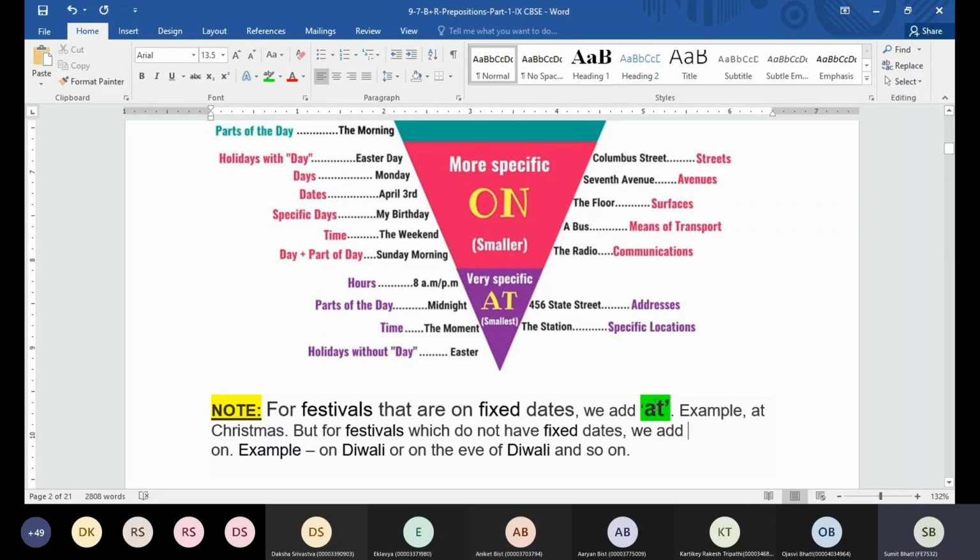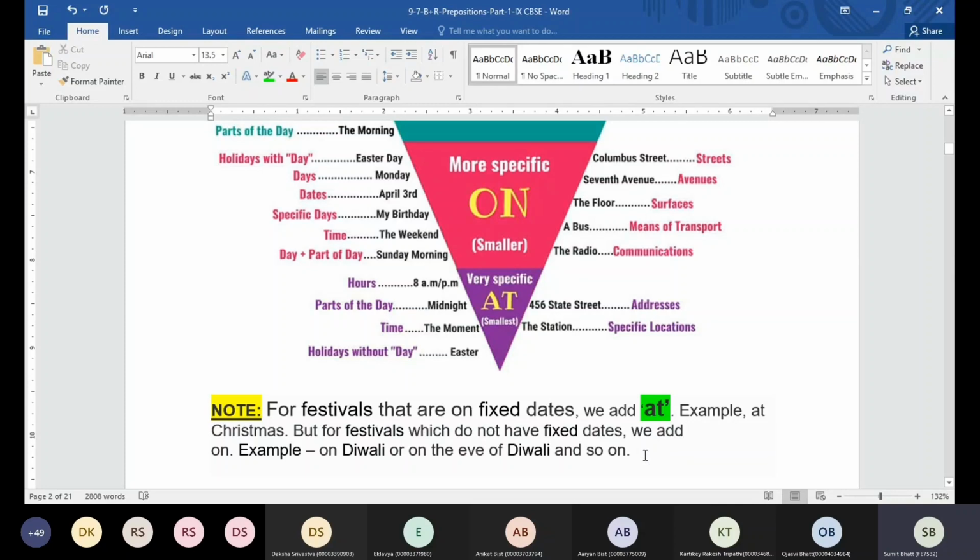So Christmas takes place when, if I ask you? 25th December. But if I refer to Eid, if I refer to Diwali, if I refer to Holi, they are not fixed. Every year they are in a different month, on a different day, and the festivals take place accordingly. So for the festivals which do not have fixed dates, guys, we use the word on, like on Diwali or on the eve of Diwali and so on. So that's the key rule you can remember if you are confused whether to go for at or go for the word on.